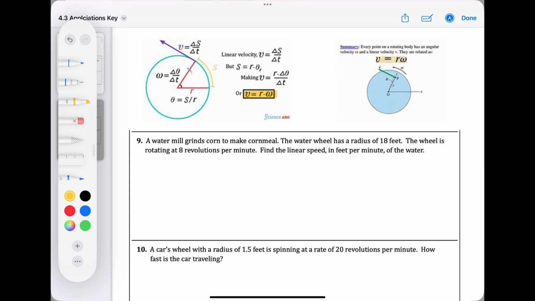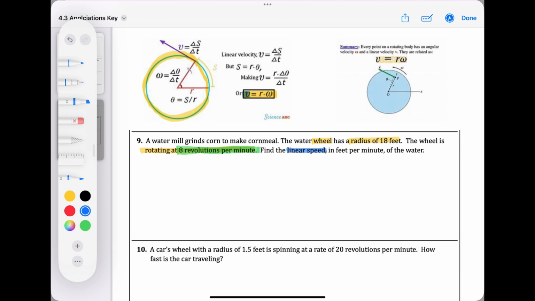Now, a water mill grinds corn to make cornmeal. The water wheel is a circle with a radius of 18 feet. The wheel is rotating at 8 revolutions per minute. We are math people. A revolution per minute will be our unit to convert. Find the linear speed. So here we go.